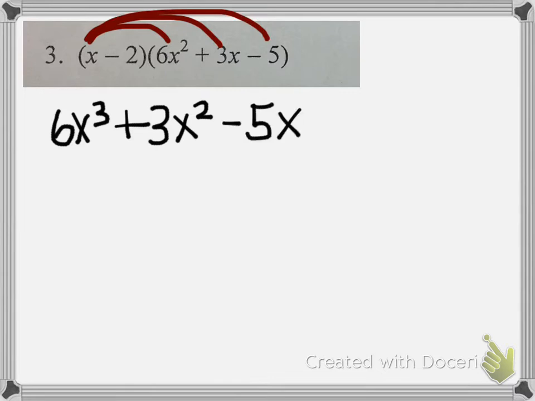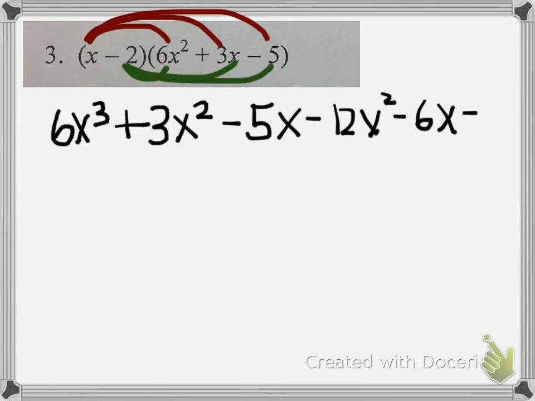And then we go ahead and start with the second term and multiply everything with that term in the trinomial that's there. So this would be -2 times -6x squared, which is -12x squared. Then we take -2 times positive 3x, which gives you -6x. And then negative 2 times negative 5, which will give you positive 10.